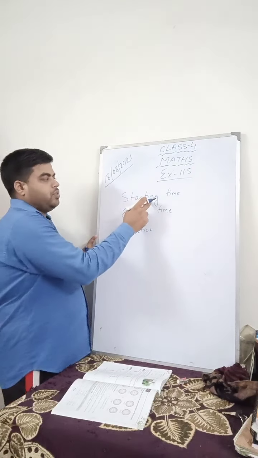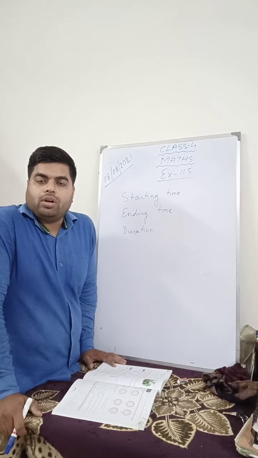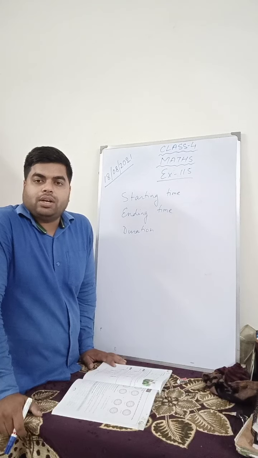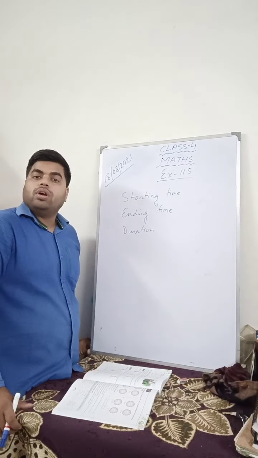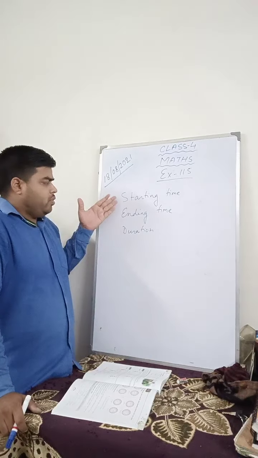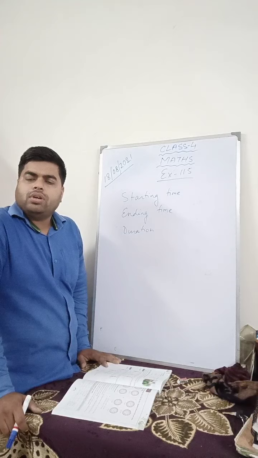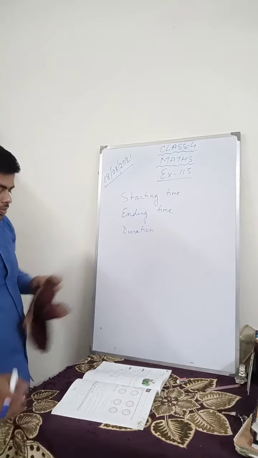Suppose they tell you that you started your school at 8 o'clock and you stayed in the school for 6 hours. What is the end time of the school? So 6 plus 8, that is 2 o'clock. So your school time ends at 2 o'clock. So they will give you any two and you can find out the other one. So let us begin with the exercise now.